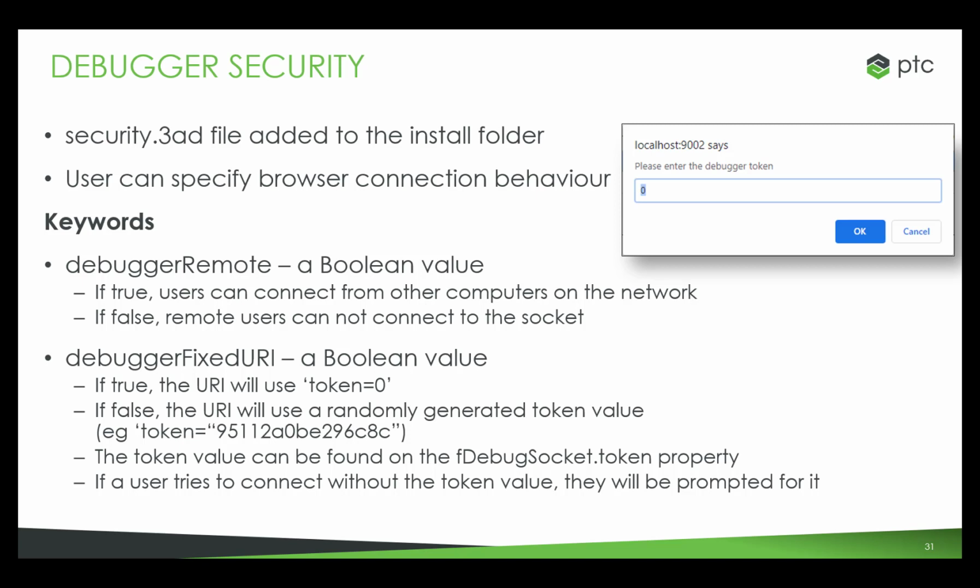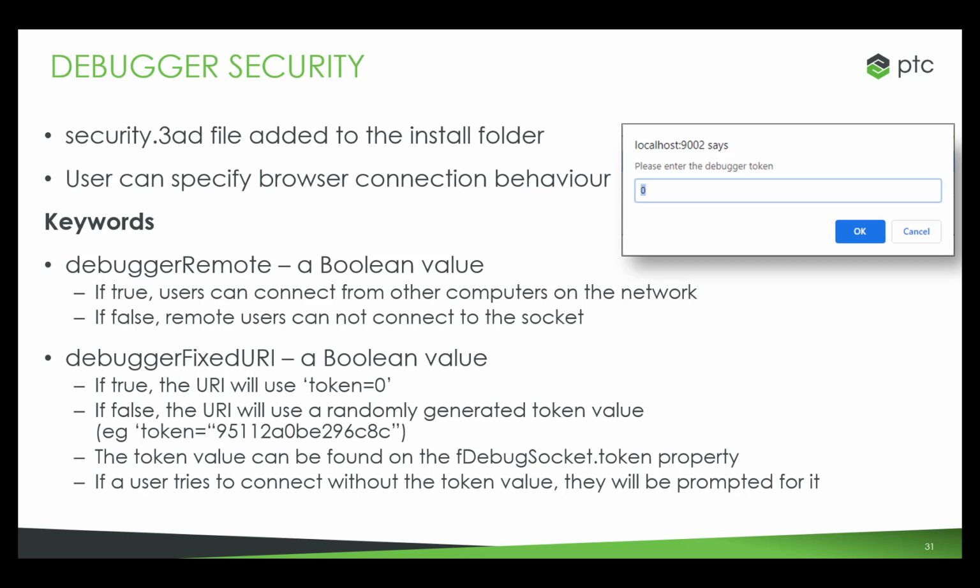The first one is this debugger remote keyword. So this allows you to specify whether other people on your network can connect to your version of Layout Developer or not. So if the debugger remote value is true, then other people on your network can connect to your version of Layout Developer via the socket. If it's false, then only the local user can connect to your version of Layout Developer.